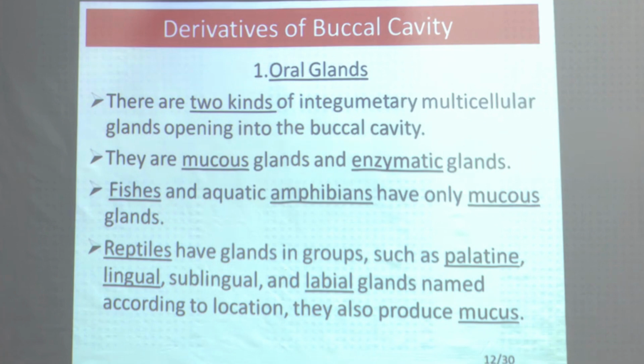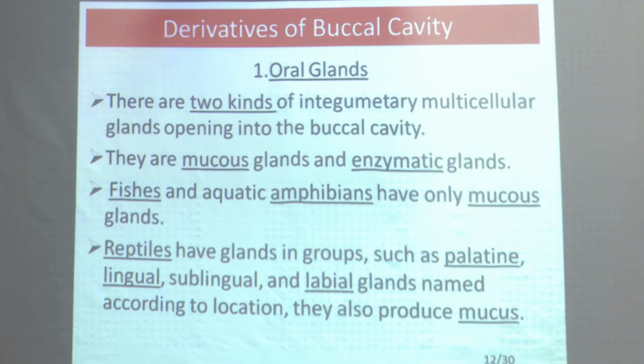So there are two kinds of integumentary multicellular glands opening into the buccal cavity. Again I am telling, there are two kinds of integumentary multicellular glands opening into the buccal cavity. That means they are derived from the integument and they are present in the oral cavity. So what are they? They are the mucous glands and enzymatic glands.